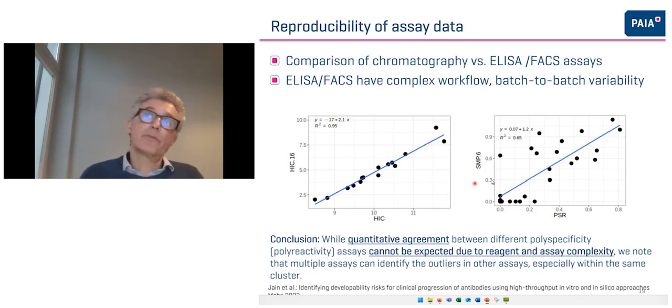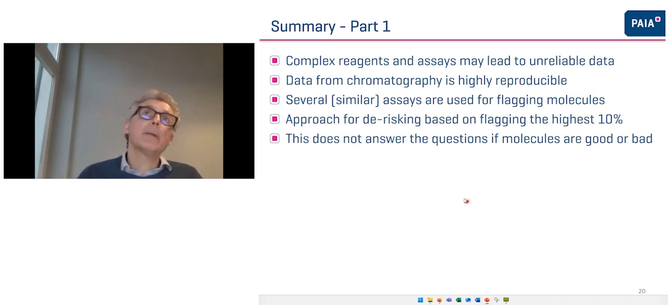And another conclusion from this paper is that you cannot expect a quantitative agreement in these kinds of assay settings, just because the reagents are very complex, and also the workflow of the assay is pretty complex. So that in the end, you need to run additional assays to make sure you're not missing something in your developability assessment. So to sum up this first part of the presentation, complex reagents and assays may lead to unreliable data, and then you need to run additional assays. In contrast to this, the data from chromatography is really very reproducible and robust, so everybody trusts these data.